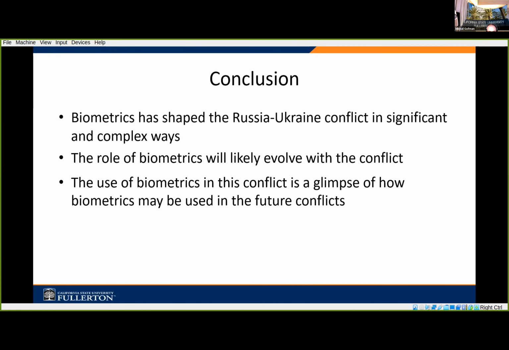In conclusion, as we have seen, biometrics have significantly shaped the Russia-Ukraine conflict. The role of biometrics will likely evolve with the conflict. And we also believe that there is much motivation to study the impact of biometrics on the ongoing conflict, because the lessons which we learn right now can help us prepare for the next conflict and allow us to use biometrics more effectively to the benefit of the causes of just war by the side we believe is right, also to help the refugees, to help fight human trafficking, as well as deal with other forms of the humanitarian crisis. At the same time, we can also be ready to address some of the negative impacts which stem from the use of biometrics during war.